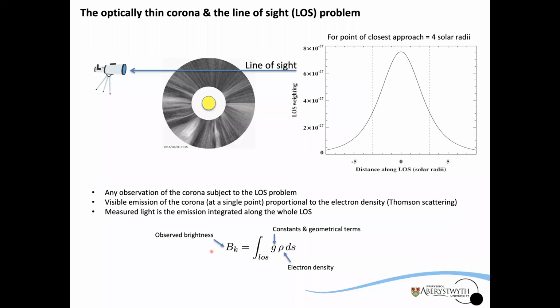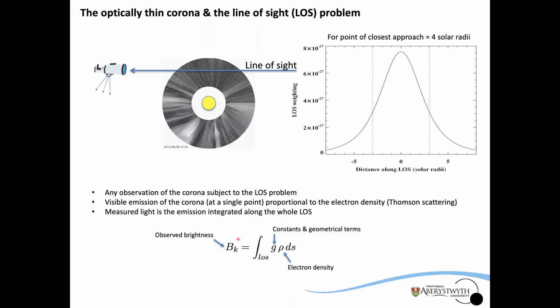So the corona is optically thin, as we know. On my cartoon here, we're looking down from the North Pole, if you wish, down through the corona. We've got a telescope here, which is measuring light. And at any single point in the corona, the visible emission is proportional to the electron density at that point through Thomson scattering. And then our measured light is the emission integrated along an extended line of sight.